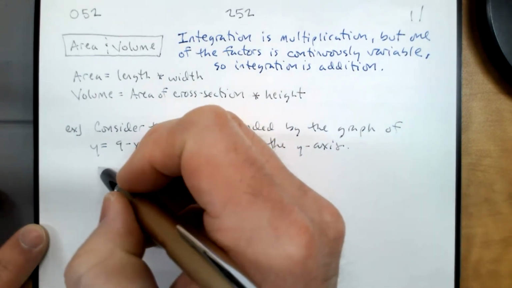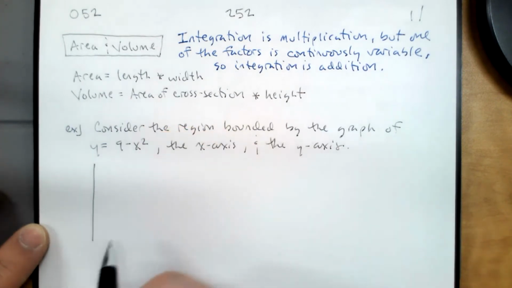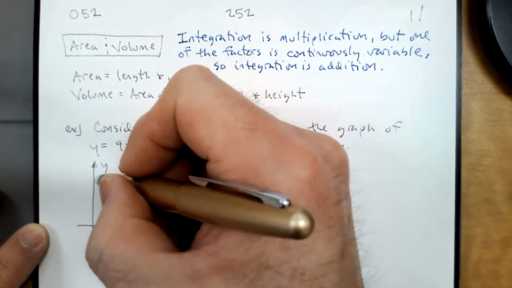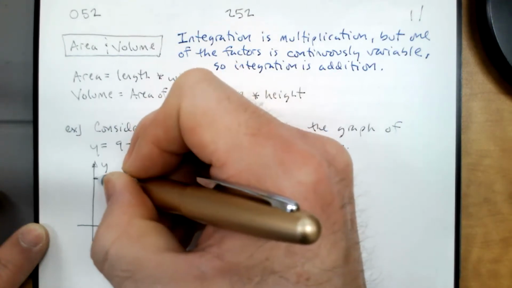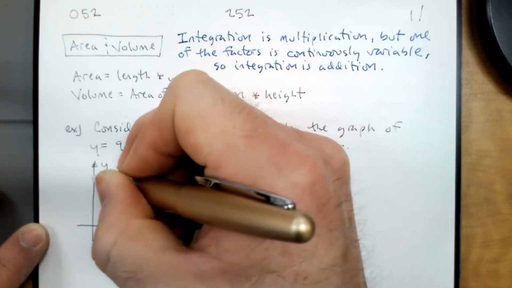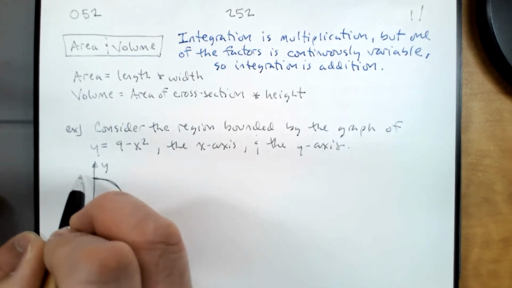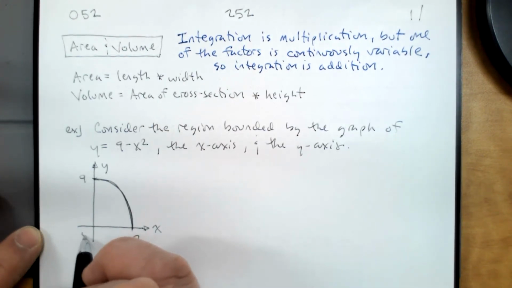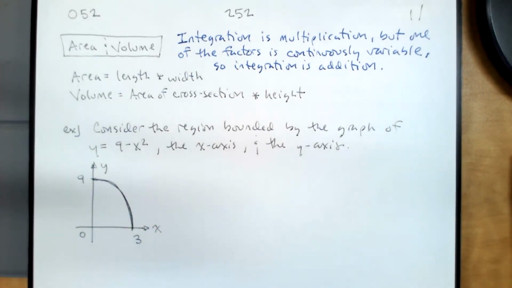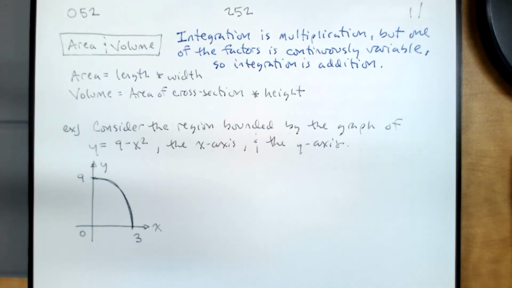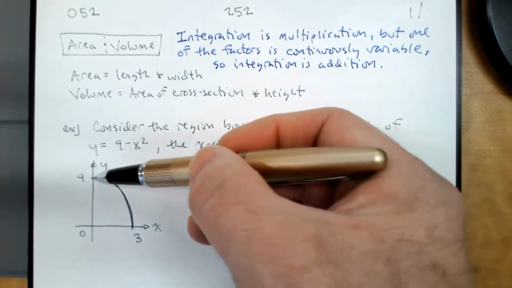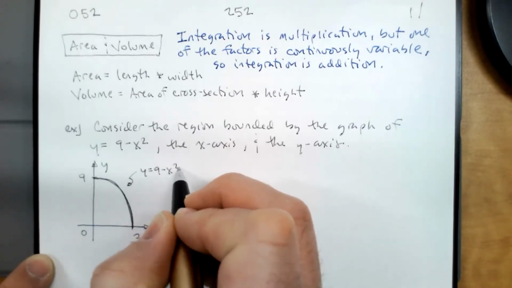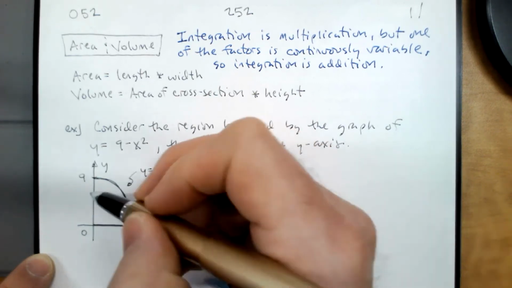So this graph will have y-axis, x-axis. And then the parabola. So there's the parabola 9 minus x squared. So this happens up here at 9, and this will happen down here at 3. And then we've got 0. So the region we're considering is the region bounded by the graph of 9 minus x squared, the x-axis, and the y-axis.